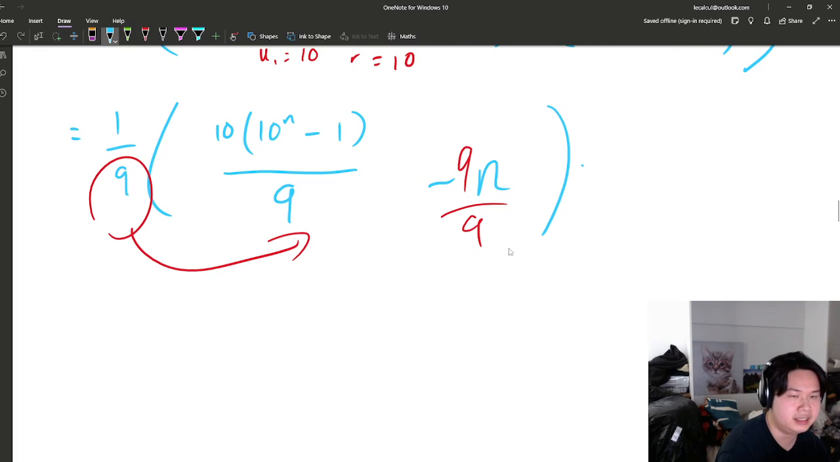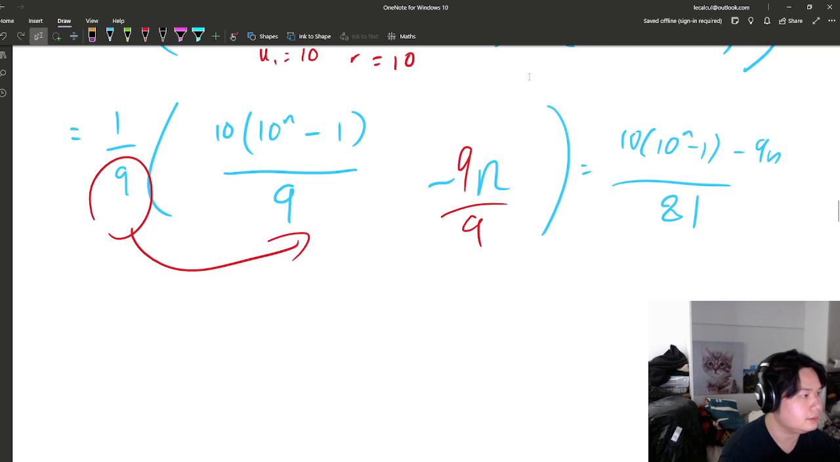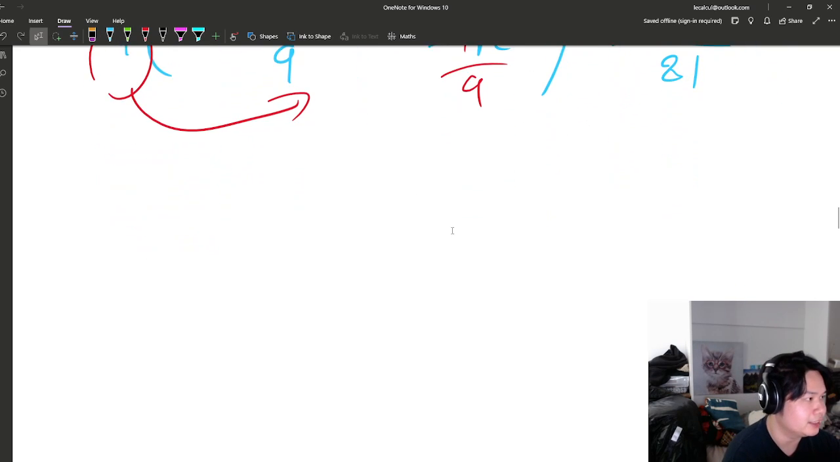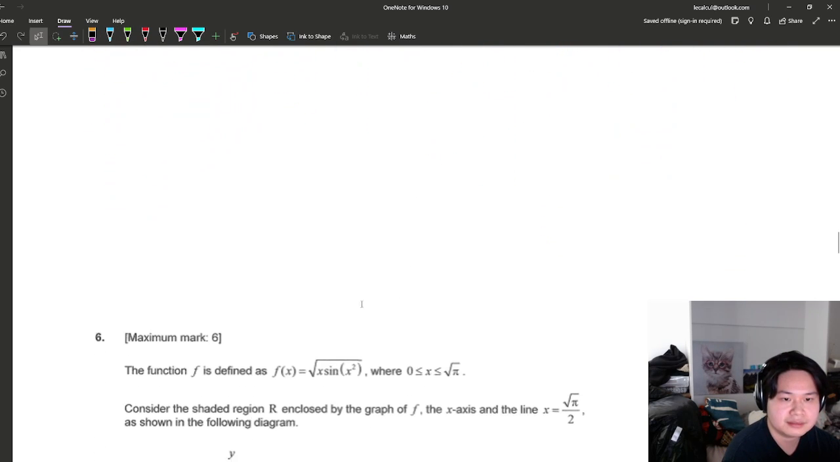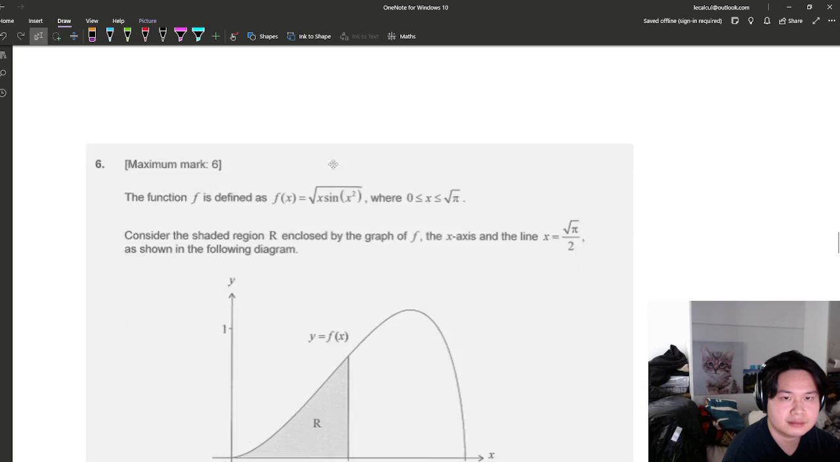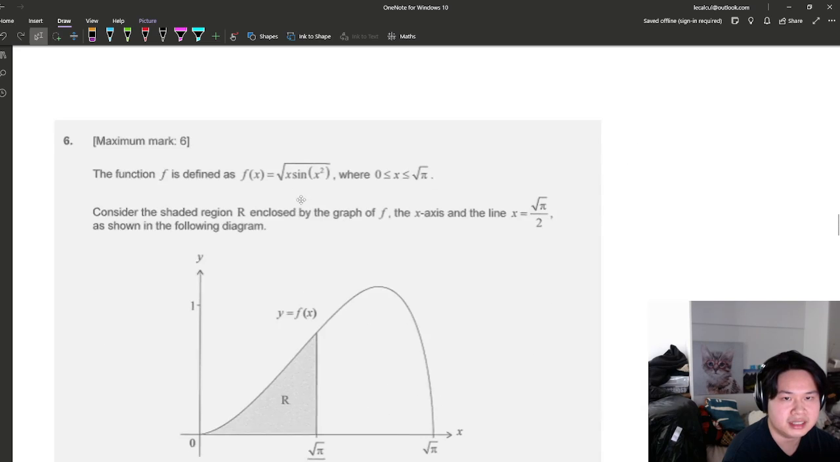And then you're done, right? That's what they wanted: 10 bracket 10 to the n minus 1 bracket minus 9n over 81. I'm pretty sure this is what they wanted. I'm not going to double check.